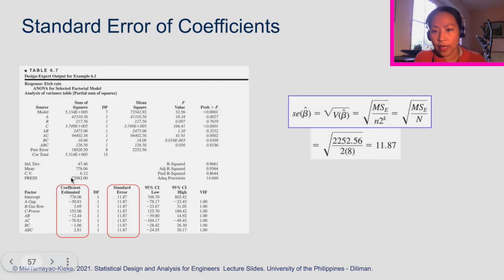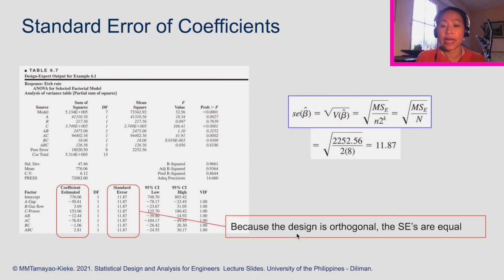So again, let's go back to this output. So you have your coefficient estimates, and then you have your standard errors. Your standard error for your coefficients is computed using this formula. And as you can see, the standard error is 11.87 for all the factors. And this is because the design is orthogonal.